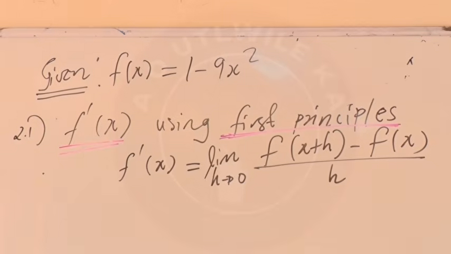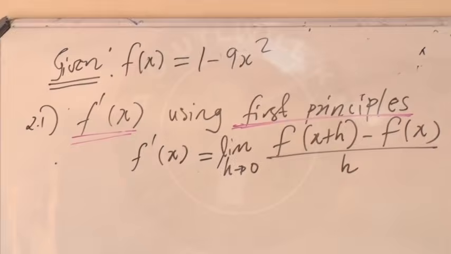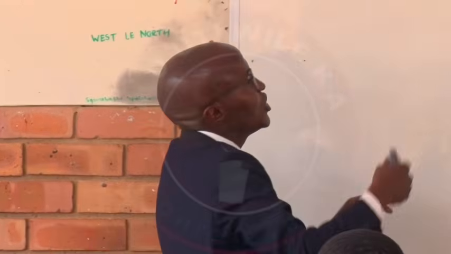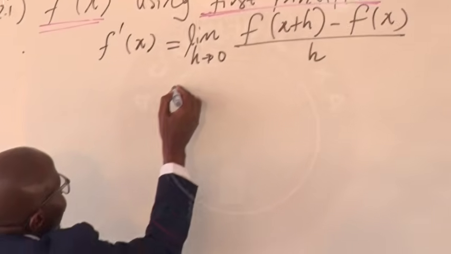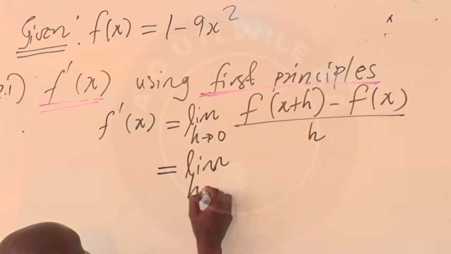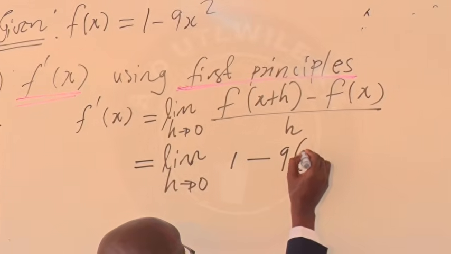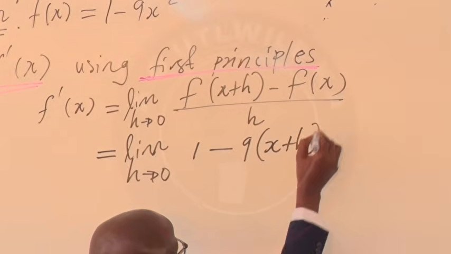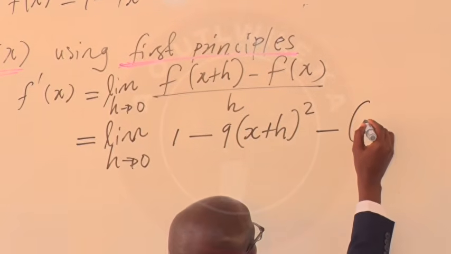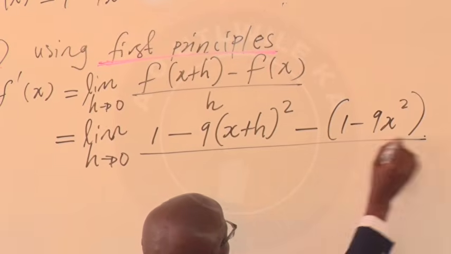There is the formula. I'm going to do the direct substitution. Remember, there are different methods, but today we are going to use direct substitution in the formula. Let us quickly do that. 1 minus 9 times (x plus h) squared, minus (1 minus 9x squared), all divided by h.